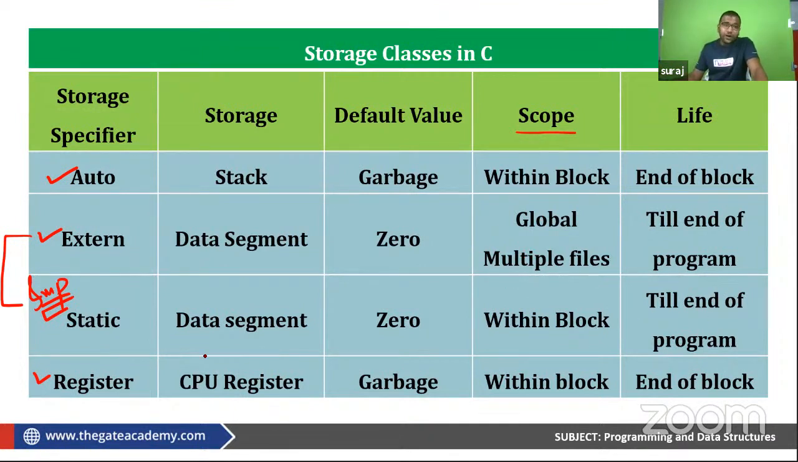Now another class we have is the register class. Its storage is the CPU register. Default value is garbage. If you are not initializing, then the default is going to be garbage. Scope is within the block, and life is in the block. So auto and register are almost the same, except for the storage. Auto gets the storage in stack, and register gets the storage in CPU register, and the rest is the same.